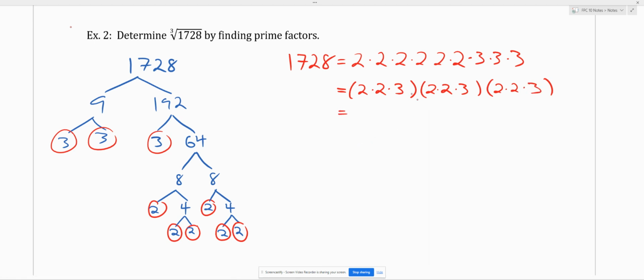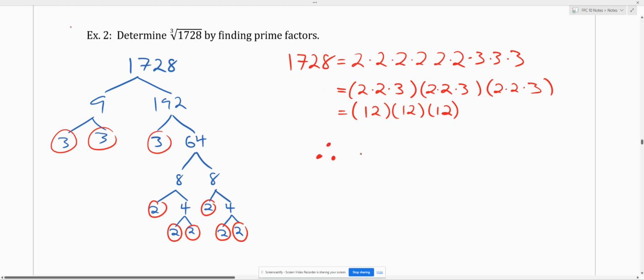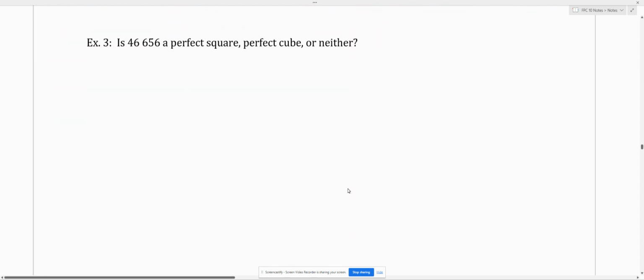There we go. Now, what is 2 times 2 times 3 equal? Well, that's easy. That's going to give us 12. If we multiply it out, now we see, oh, 1,728 is the same thing being multiplied 3 times is 12 because of how we arrange them. So we can say our final answer is therefore the cubed root of 1,728 is equal to 12. And we're done. One more example and we'll finish off this lesson.